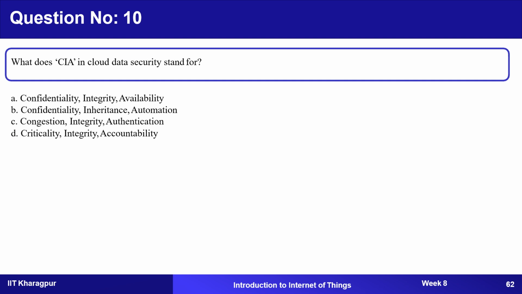Next question is, what does CIA in cloud security stand for? Options are confidentiality, integrity, availability; confidentiality, inheritance, automation; congestion, integrity, authentication; criticality, integrity, accountability.